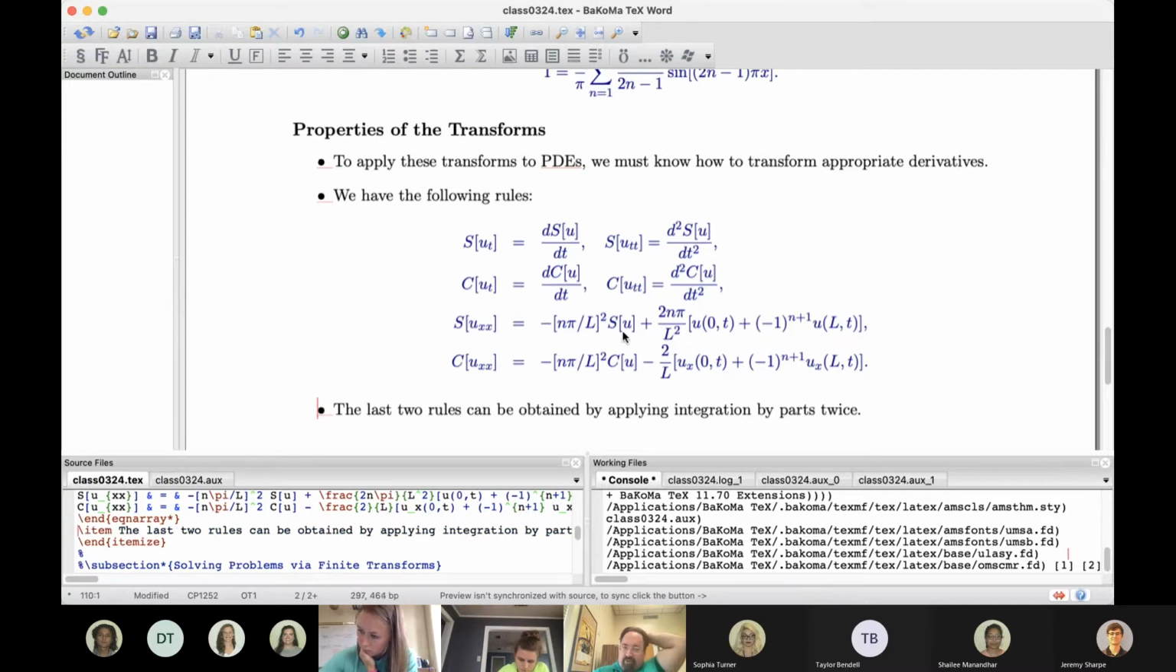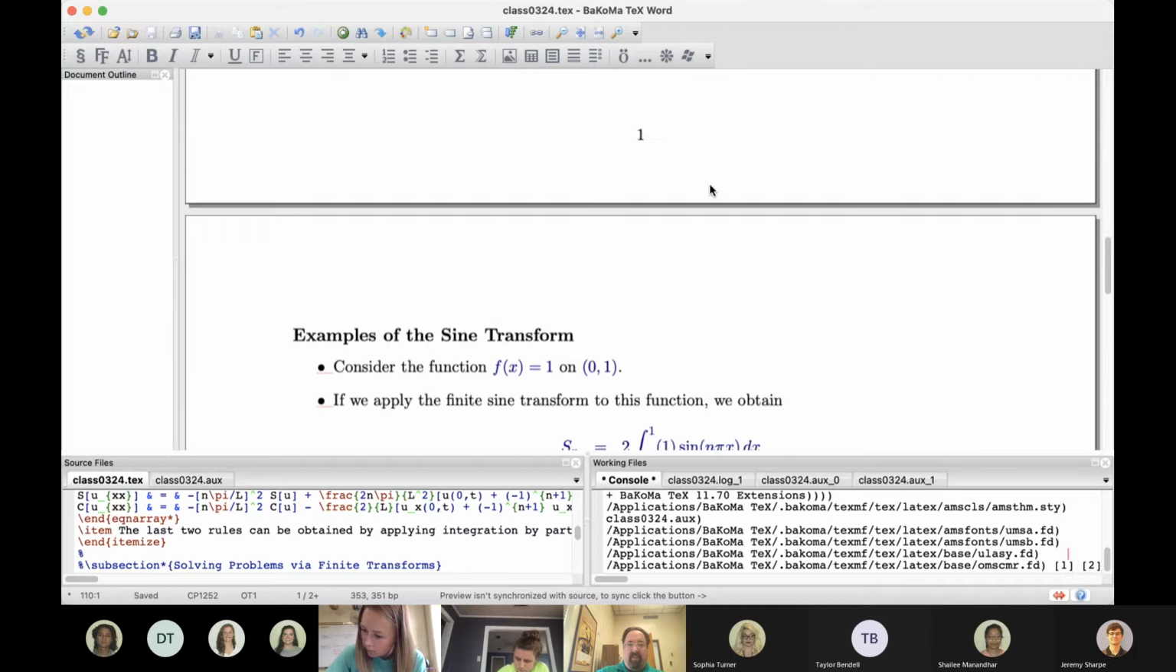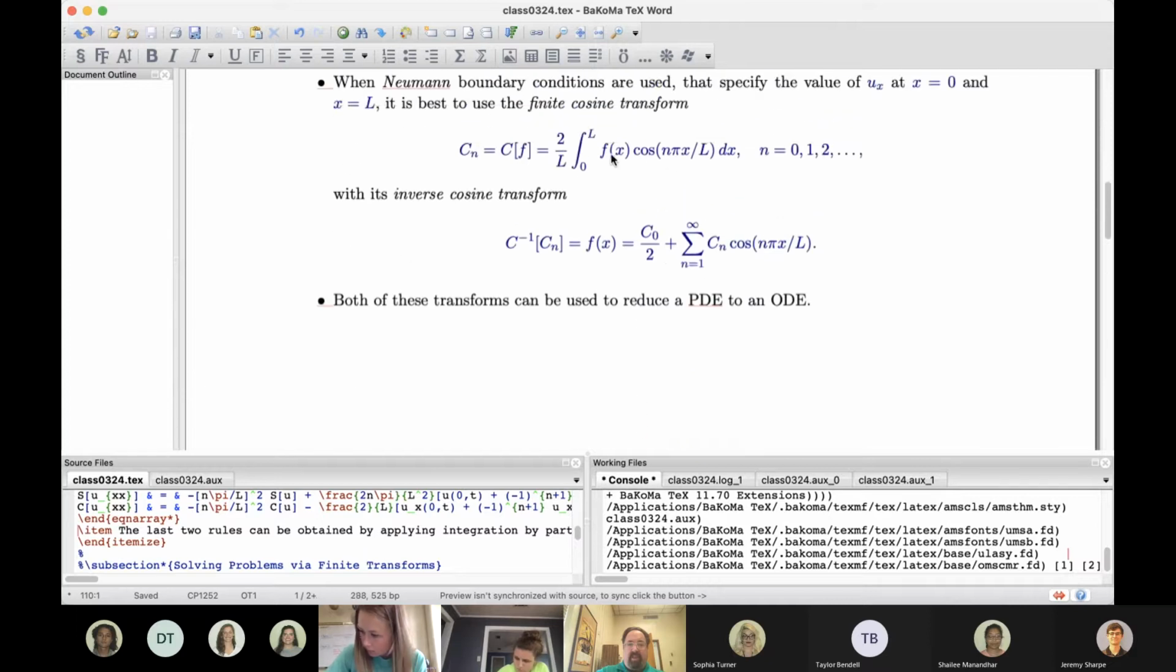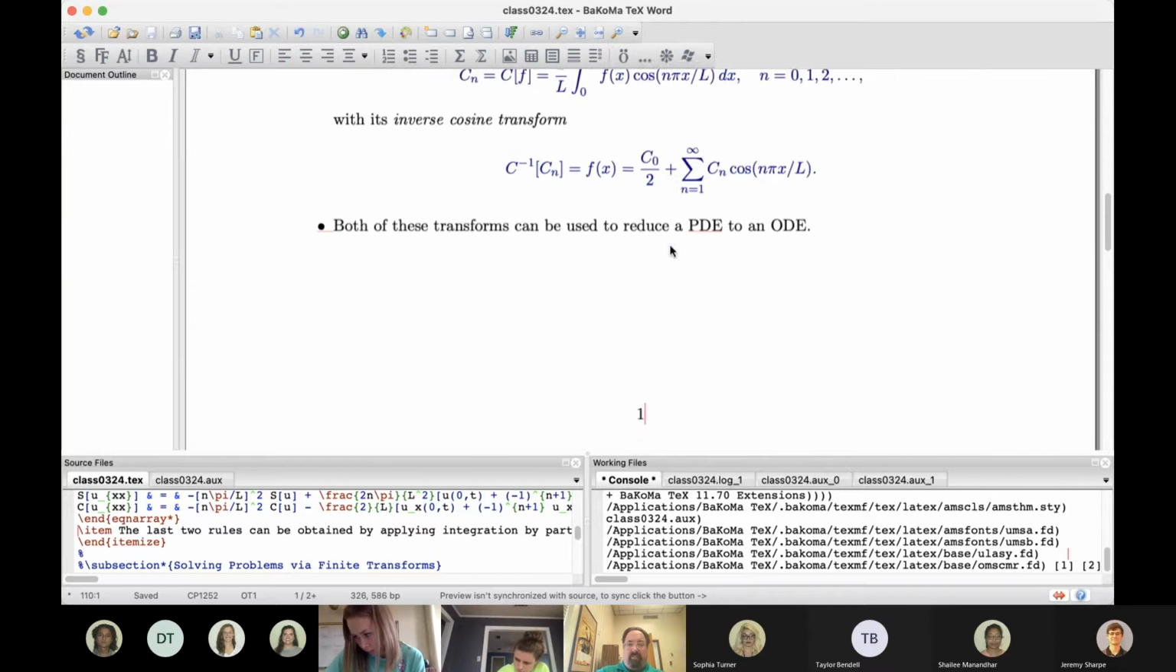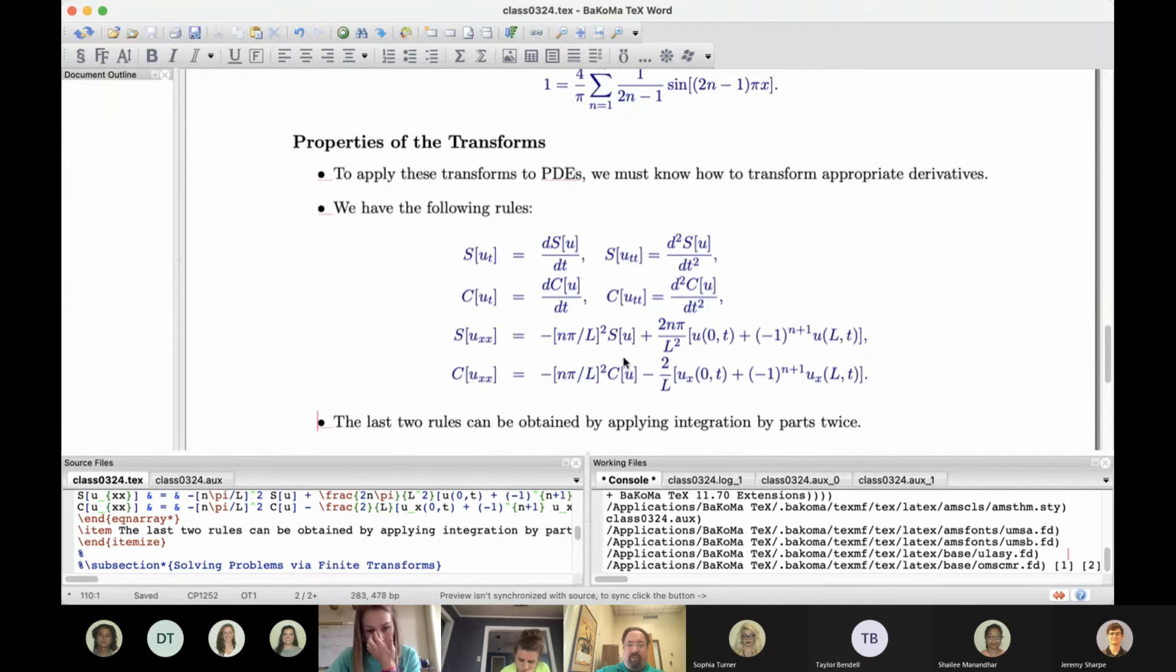And the way you establish these rules is, using the definition of a finite sine or cosine transform, you fill in uxx in here, use integration by parts twice, and that will result in these rules here.